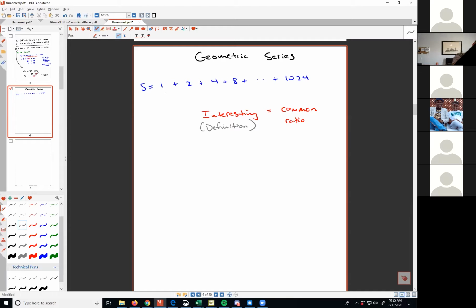Okay, so there's a relationship between the terms. Well, let's ask, what can we do with this equation to get a second equation that is a lot like the first? Multiply it by 2. Either one of these is good. Traditionally, we multiply by 2 is the way that we do this. Good. So if we multiply this equation by 2, we get 2 plus 4 plus 8 plus 16, all the way up to 2048.